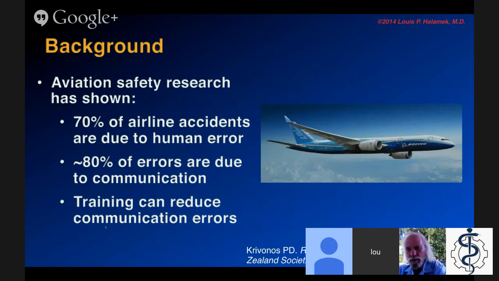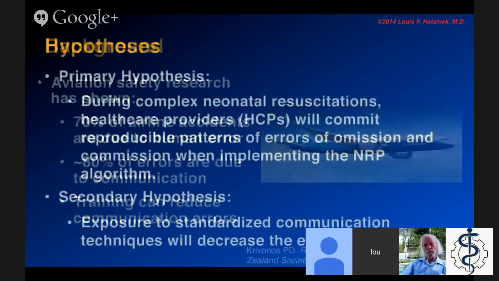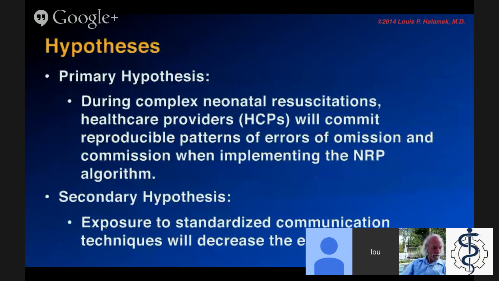Around the 1960s and 1970s, there was a lot of data showing that up to 70% of airline accidents during that time were due to human error, and of those errors, up to 80% were related to communication. In response, the aviation industry implemented very rigorous training and a standardized lexicon so that pilots and air traffic controllers can reduce their communication errors. So I was hoping to bring some of that to what we do in healthcare and in newborn resuscitation.